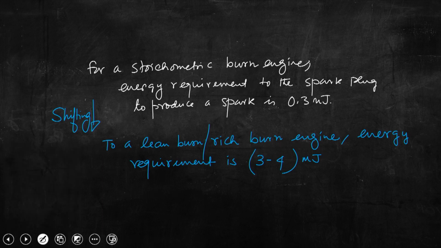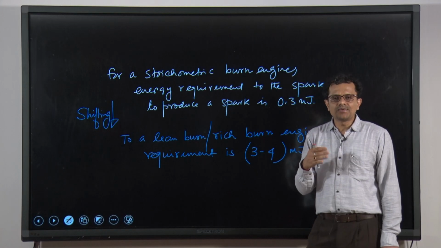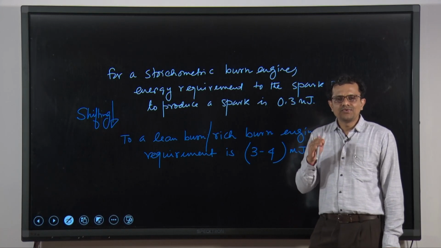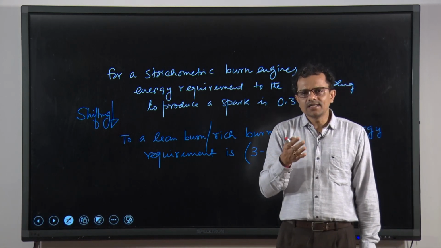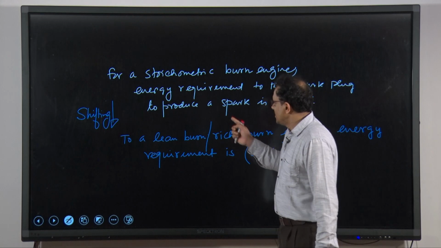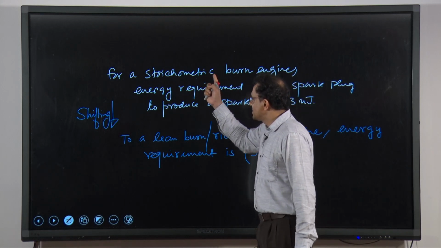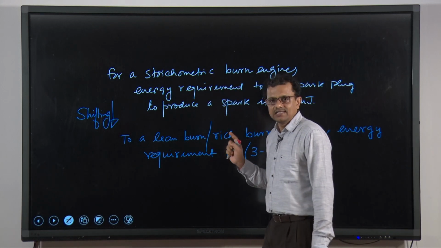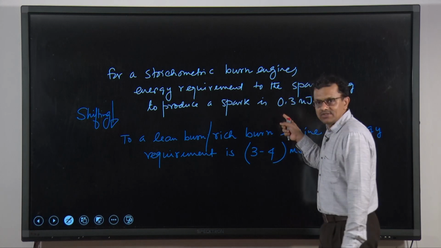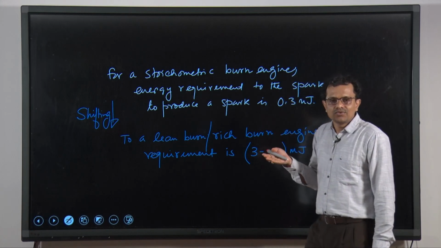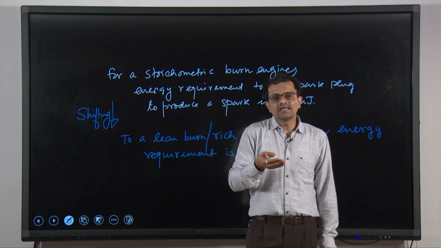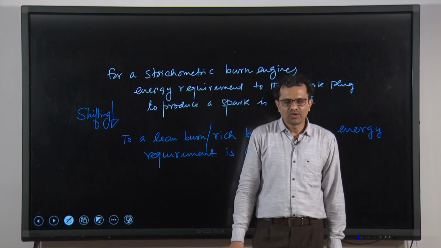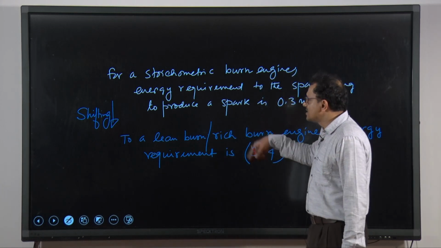So, you can understand, if we do not use an electrically or electronically operated ignition system, and rely on a mechanically operated battery ignition coil, then if we need to shift from a stoichiometric burn engine to a lean burn engine, the energy requirement also changes, and that energy requirement will not be fulfilled by the mechanical components or the mechanically operated battery ignition system. Okay. So, what is done essentially?